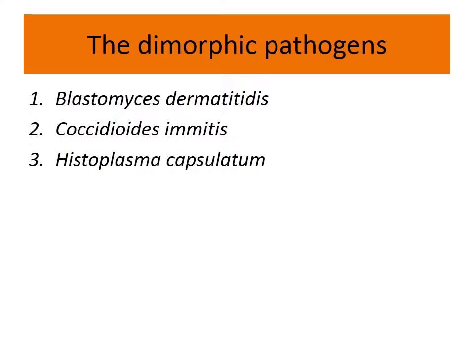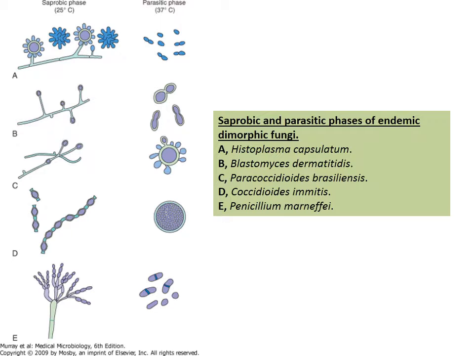And let me show you how they look in terms of their morphology. And you can see from here, again, I want you to appreciate the fact that the left-hand side column says 25 degrees C, and the right-hand column says 37 degrees C. And you can look at the saprobic phase on the left-hand side as compared to the parasitic phase on the right-hand side. And this, number A, as you can see over here, is Histoplasma capsulatum.